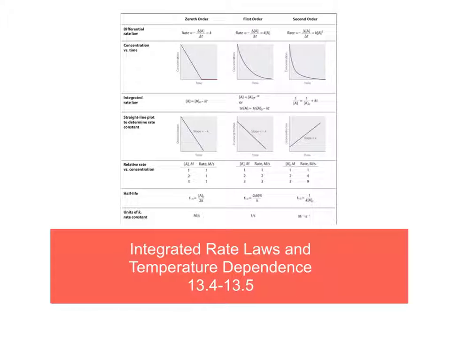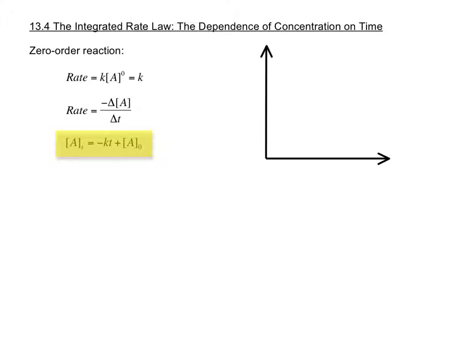There's something similar in your textbook, but I thought this one was really nice. So it can be a good study tool if you need it. So first, let's take a look at a zero order reaction. And we learned in the last video that the rate is equal to just the rate constant K, right? It doesn't depend on the concentration of the reactants.